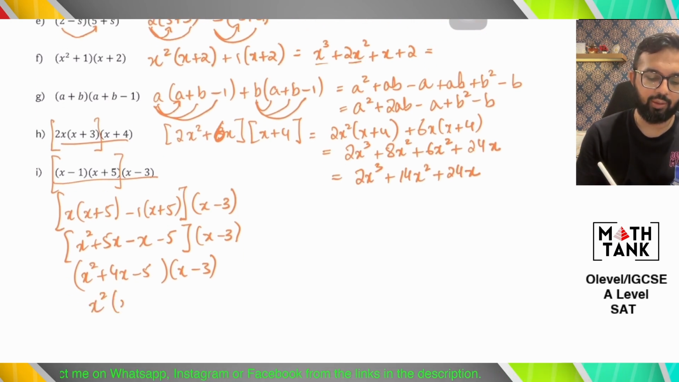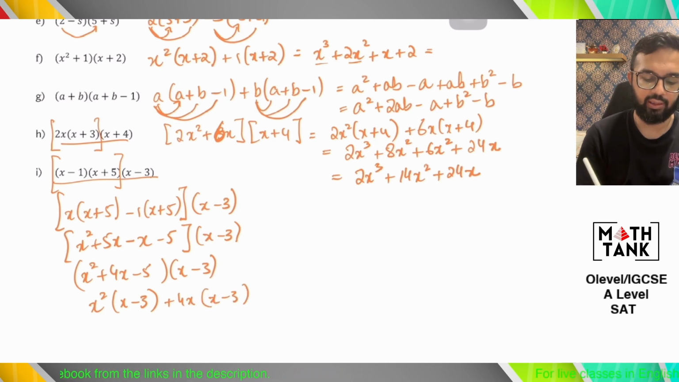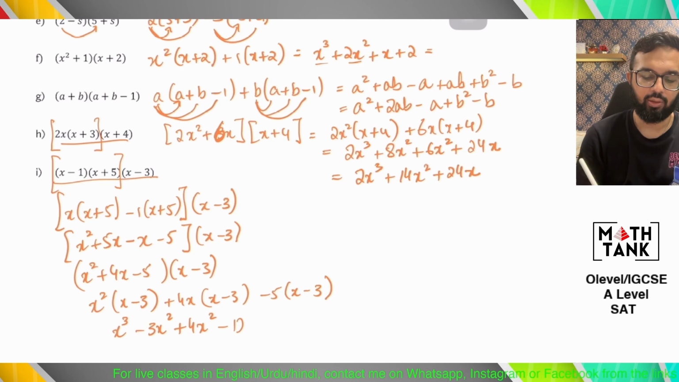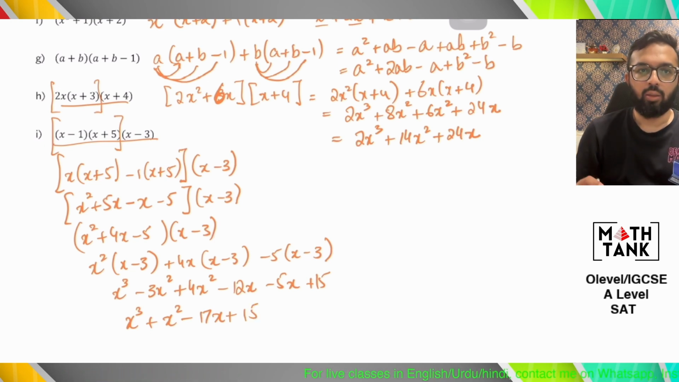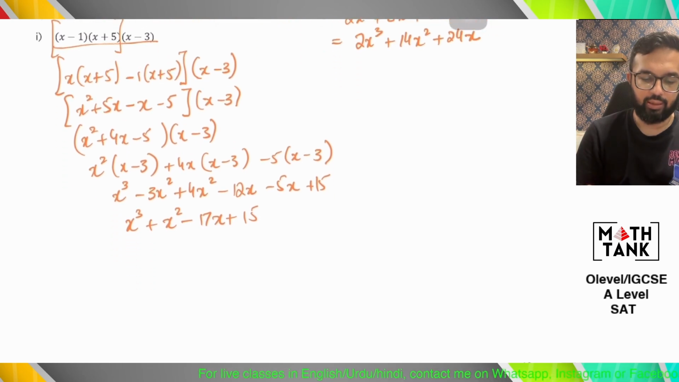Then you multiply x square with x minus 3, plus 4x with x minus 3, and minus 5 with x minus 3. x cube minus 3x square plus 4x square minus 12x minus 5x plus 15. x cube plus x square minus 17x plus 15. Okay, so slightly long problem, but that's how you would solve it.